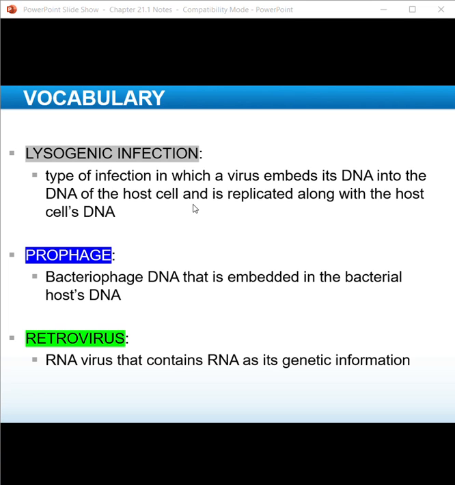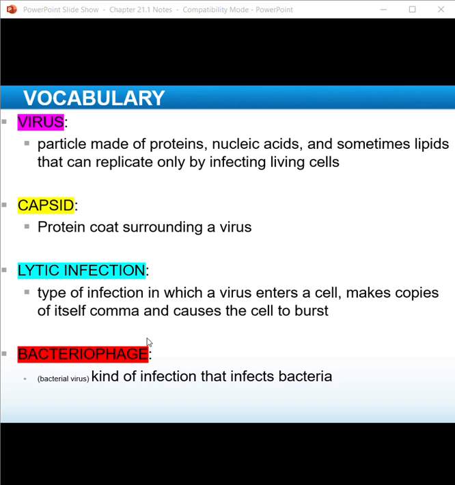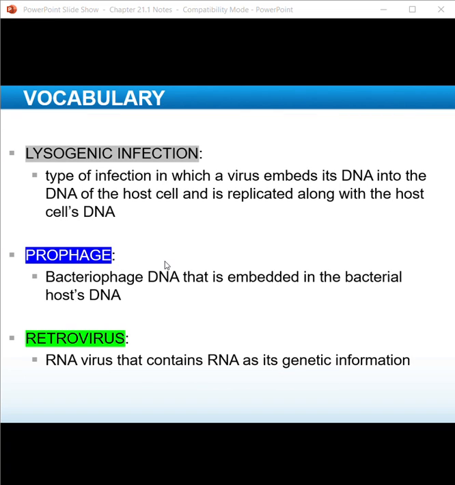This is going to be a bacteriophage. And if we look back, we just learned that word, bacteriophage, a bacterial virus. So a prophage is bacteriophage DNA that is embedded in the bacterial host DNA. So again, we have something that's being put into the host DNA. The last word we have is retrovirus, an RNA virus that contains RNA as its genetic information. So we have DNA as our genetic information. A retrovirus has RNA as its genetic information.